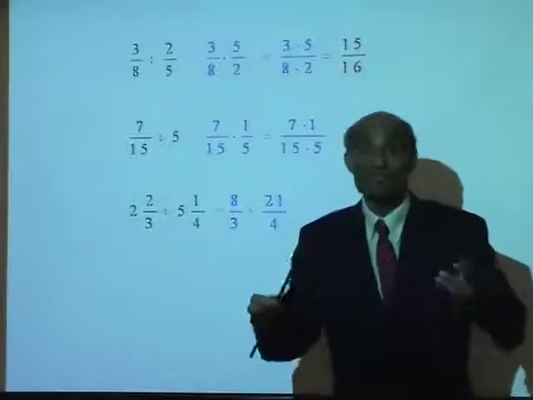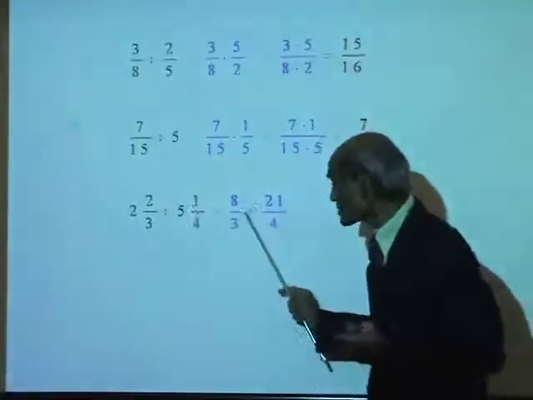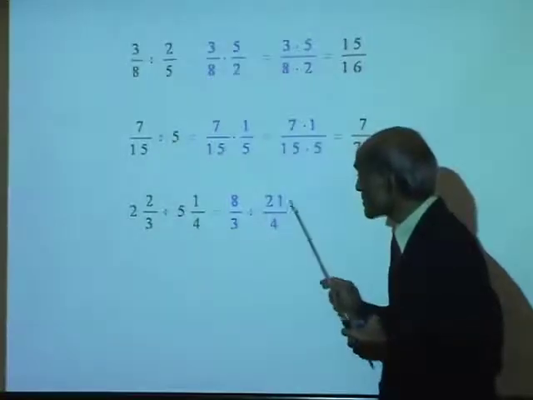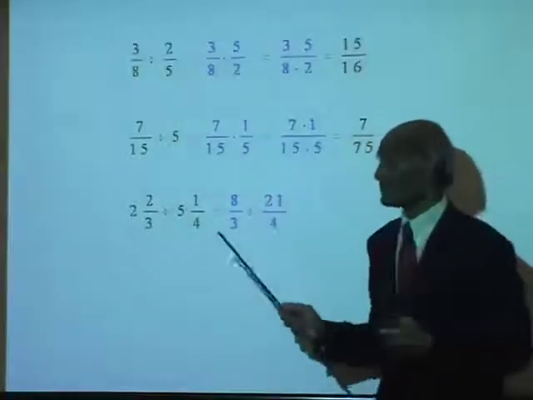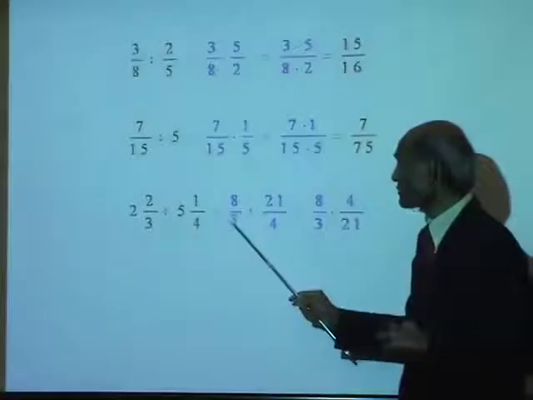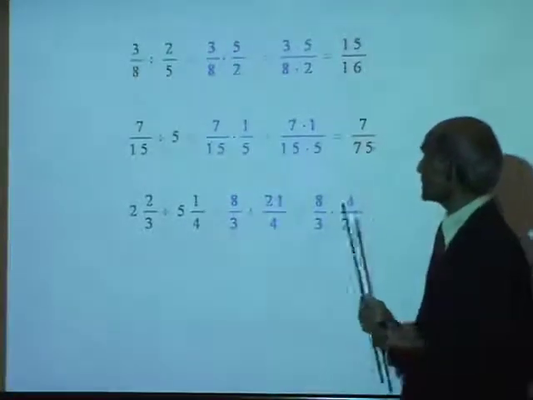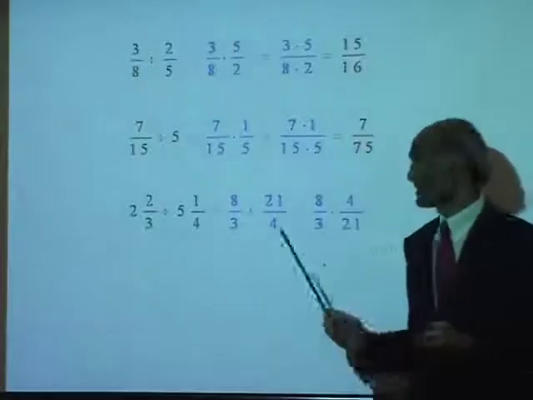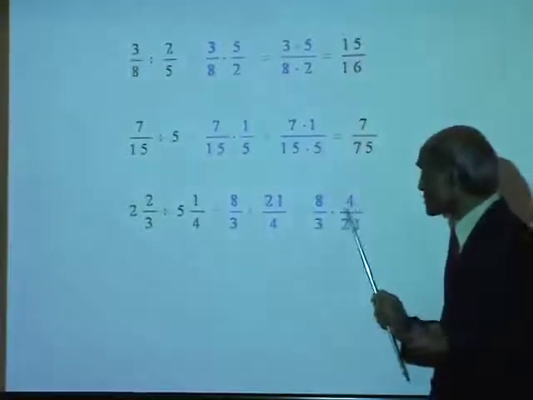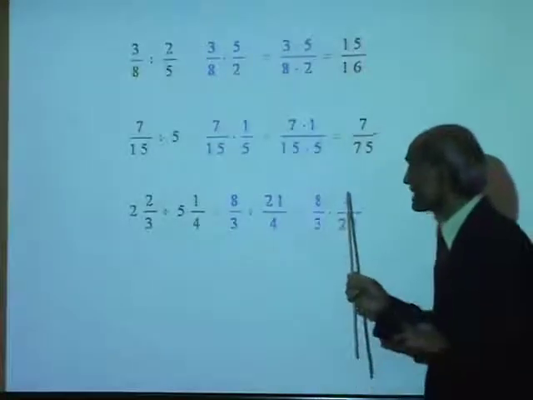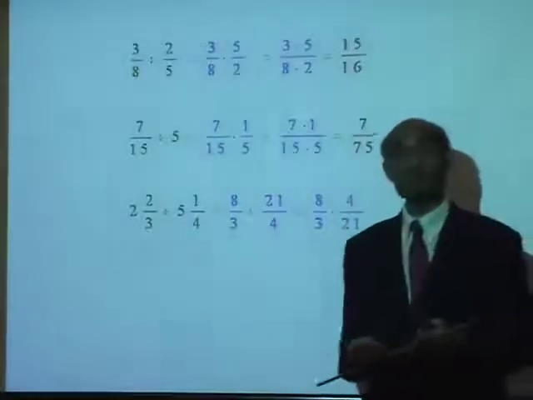What do we do next? Change the division to a multiplication and write the reciprocal of this fraction. So this becomes 8 over 3 multiplied by 4 over 21. Look at these numbers and tell me, are there any common factors you can find from the numerator and the denominator?